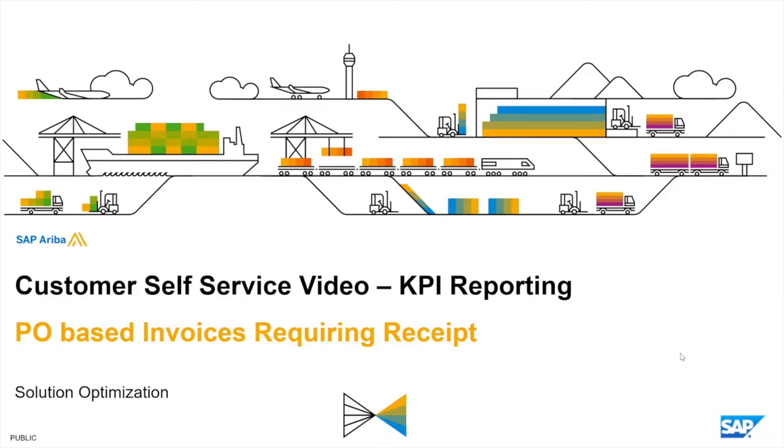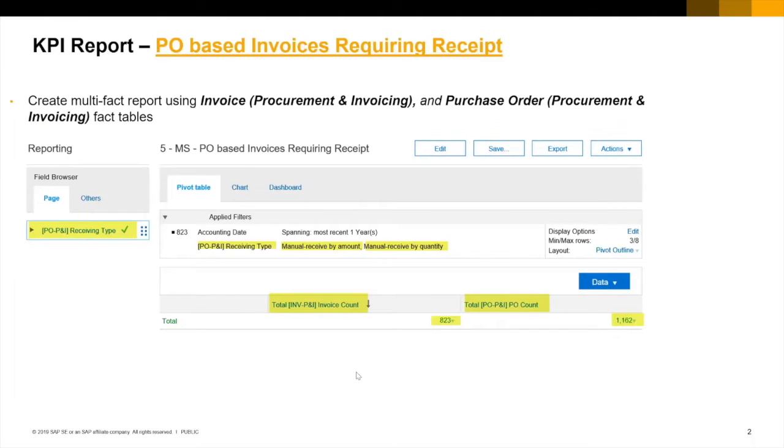This video will demonstrate how to create a common KPI report. This report will show you the number of PO-based invoices that you have that require receipt. The report shows you the total PO count and then the number of invoices that have had a receipt exception.